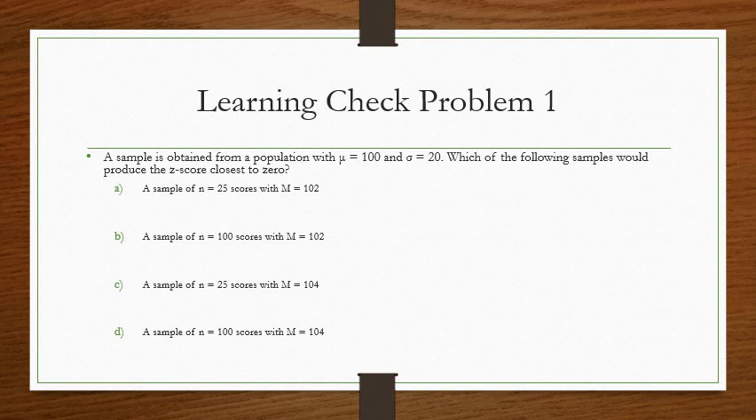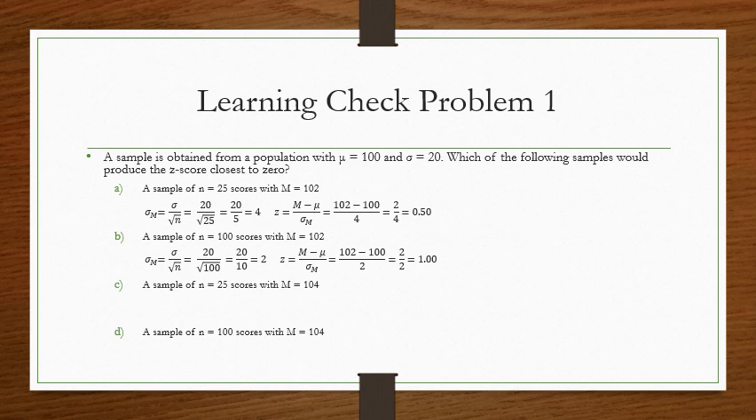So here's a learning check. See if you can do it. Pause the video. A sample is obtained from a population with a mean of 100 and a standard deviation of 20. Which of the following samples would produce a z-score closest to 0? So we have to calculate z-scores for all four problems. First step would be to calculate a sample mean, then calculate a z-score.